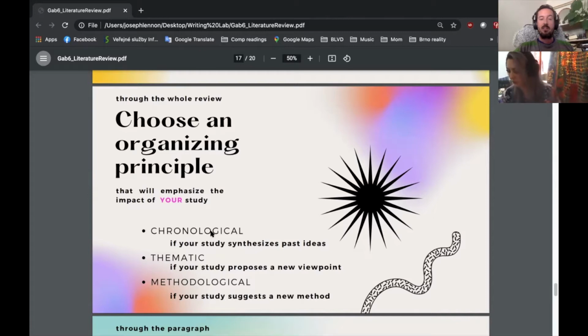So the chronological organization of your literature review might make sense if what you want to do is synthesize a lot of different ideas from different time periods, put them all together and create something from that synthesis. Then a chronological organization makes sense. But you could do it thematically.